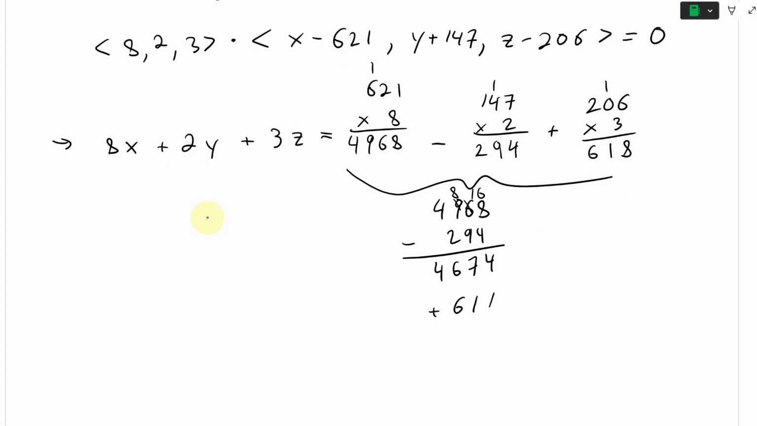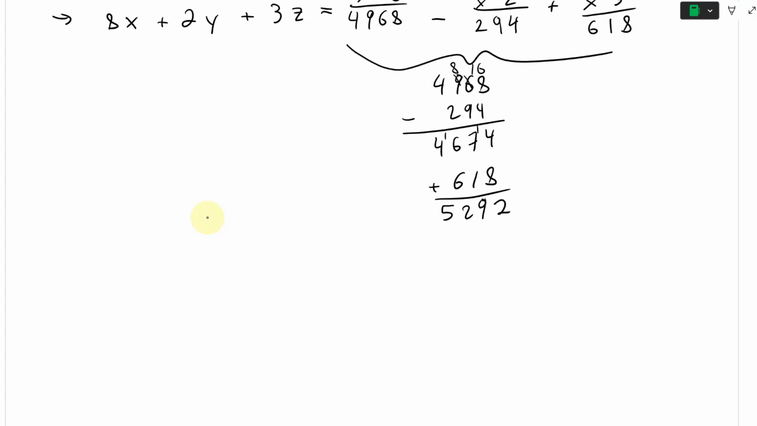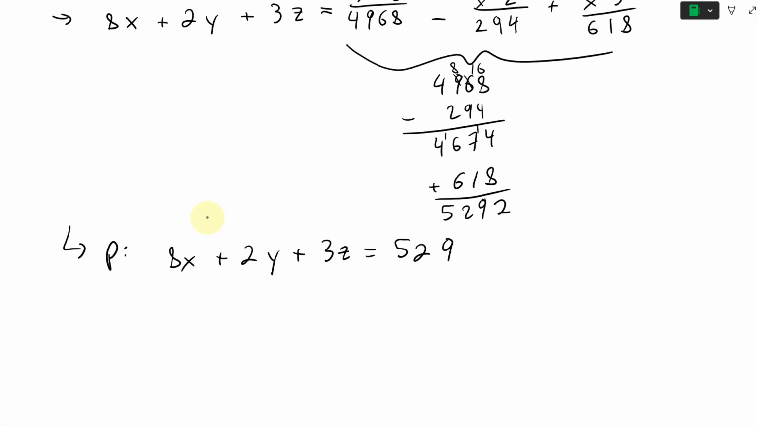Plus 618. So 8 plus 4 is 12. Add the 1, and it's going to be 1, this is 18, 9. Yeah, so 7 plus 1 plus 1. Then the next one is 12, carry the 1, and it's going to be 5. So 5292. All right, so that means our equation of a plane, I'll write P, is going to be 8x plus 2y plus 3z equals 5292. Absolutely remarkable stuff like that.